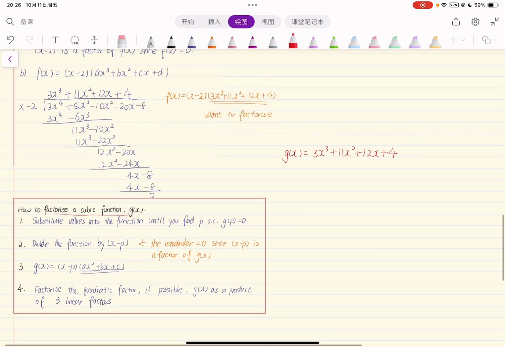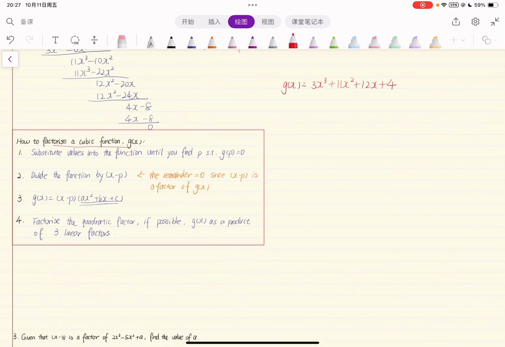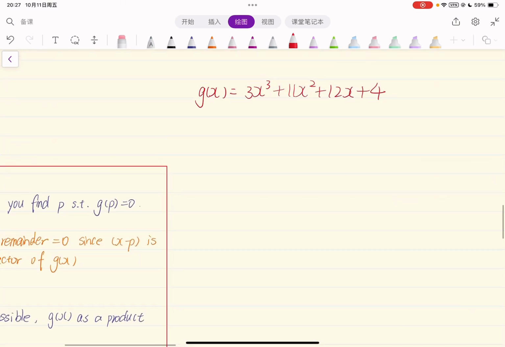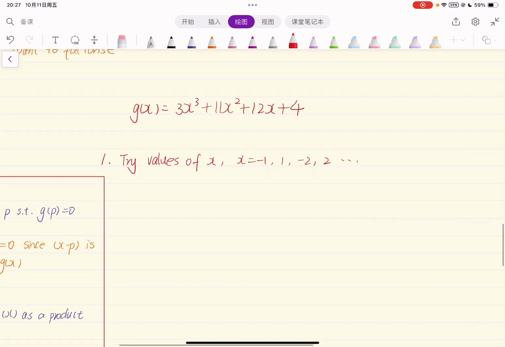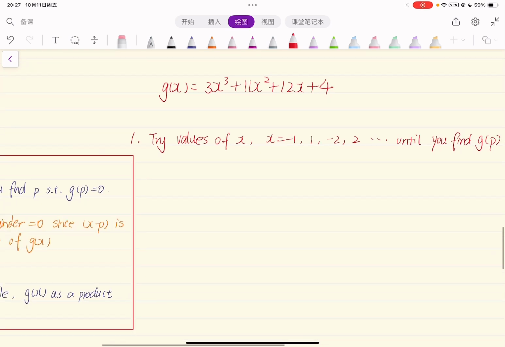So we want to factorize it. In step 1, you need to substitute values into the function until you find p such that g(p) equals 0. We can try some values of x. For example, x equals minus 1, 1, minus 2, 2, and so on until you find g(p) equals 0. So let's do it.